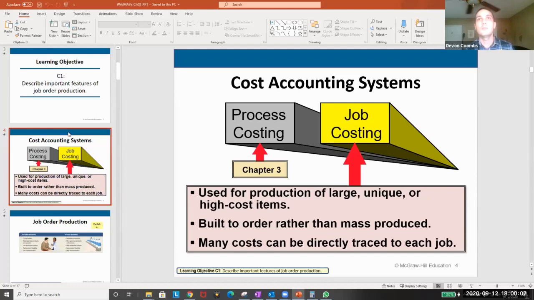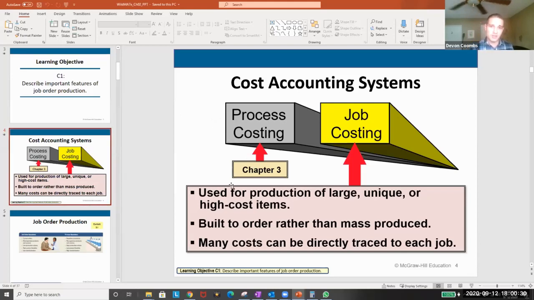Or, but there might be more custom things. So process costing, we're building a large amount of not unique items. We're building a lot of them, and they're mass produced. That's going to use process costing. We're going to talk about that next because that has its own complexities. What we're going to talk about today is job costing.